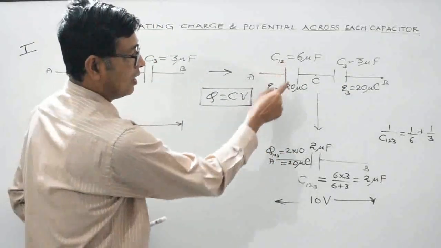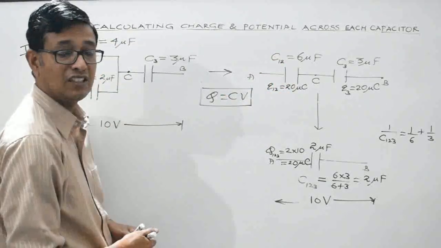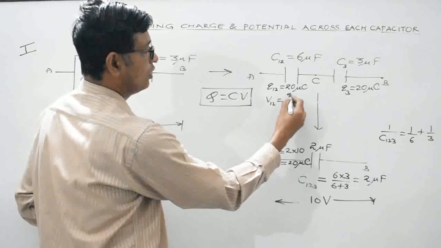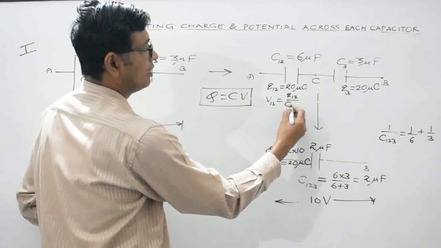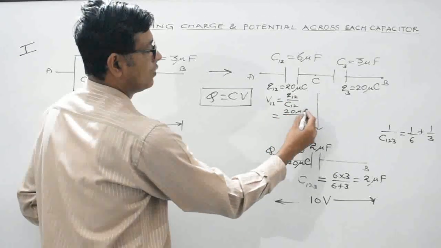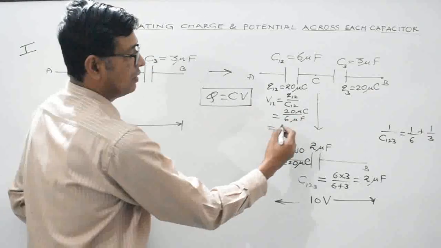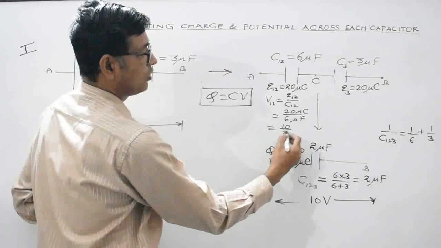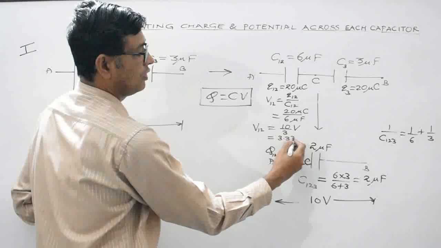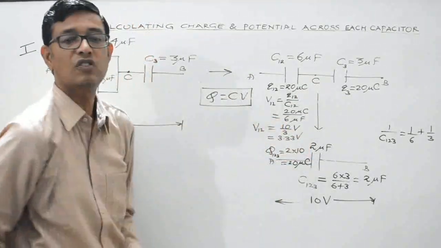Now again, come to this. C12 is known, Q12 is known. So V12 can be easily calculated by using this formula. V12 would be equal to Q12 divided by C12. Let's check it out. It is 20 microcoulomb and C12 is 6 microfarad. So it will be 10 by 3 volt, or it is equal to 3.33 volt. So what is the potential difference across points A and C? 10 by 3 or 3.33 volt.